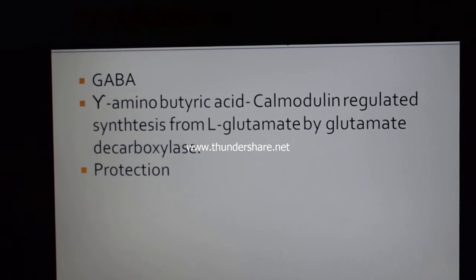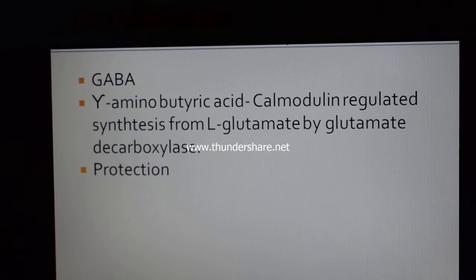Another impact is the excess production of GABA, that is gamma aminobutyric acid. It is a calmodulin regulated synthesis from L-glutamate by an enzyme called glutamate decarboxylase. This GABA molecule also helps in protecting the cells.